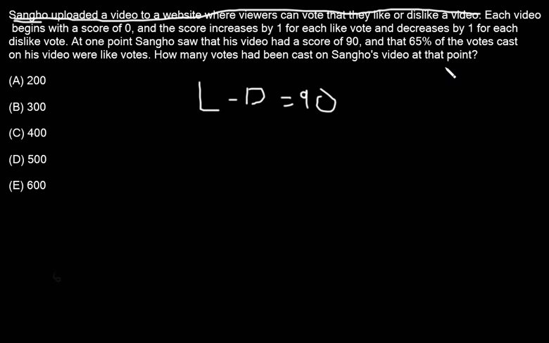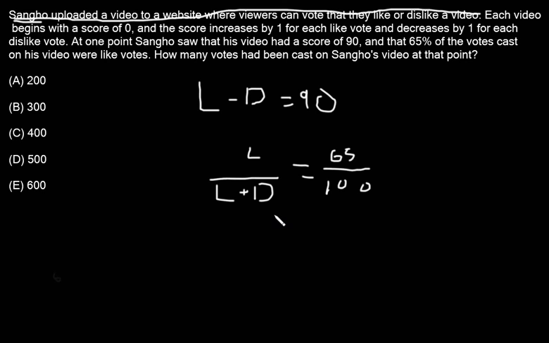And 65% of the votes cast on his videos were like votes. So that means, in other words, out of all of his likes and dislikes, 65% were like votes, and 65% is just 65 over 100. So the amount of likes over likes and dislikes, which is the amount of votes, is 65%, and we model that right here.